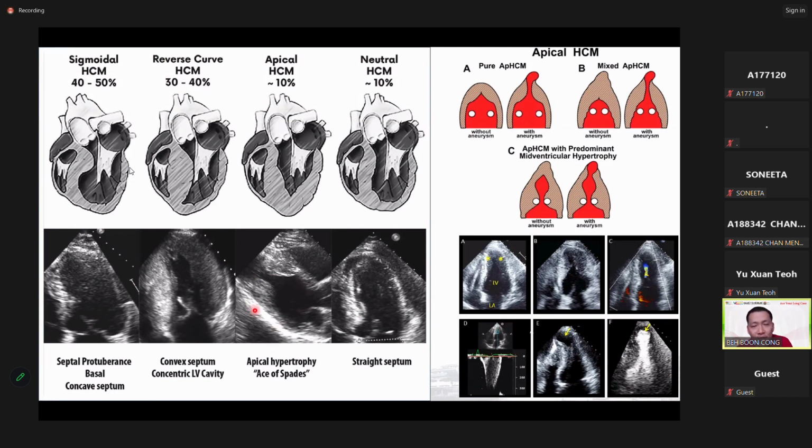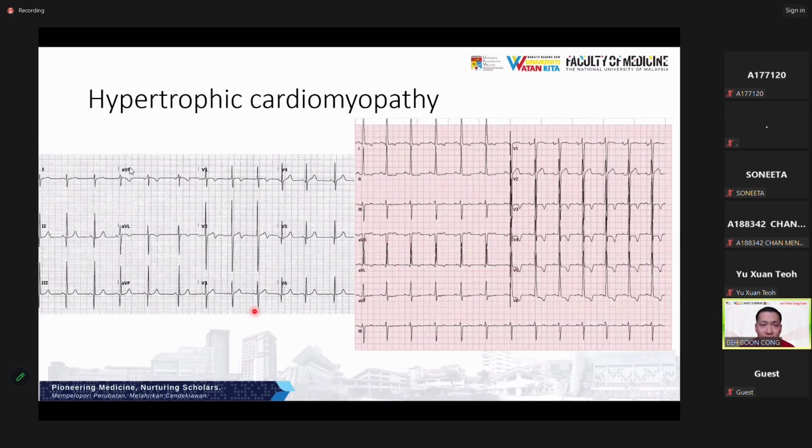So that's why correlation between the ECG and the echo is very important. So you have different types of HCM. Those that are apical have different types of apical HCM as well. They can have an aneurysm or no aneurysm. So this is too high level for you. You just remember the HCM is because of the thick wall of the LV.